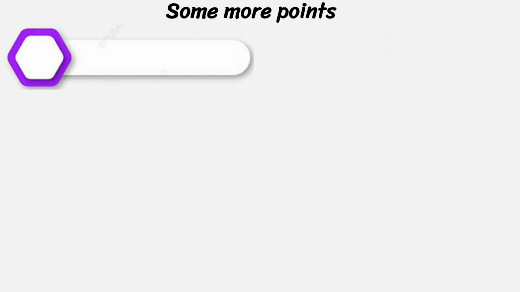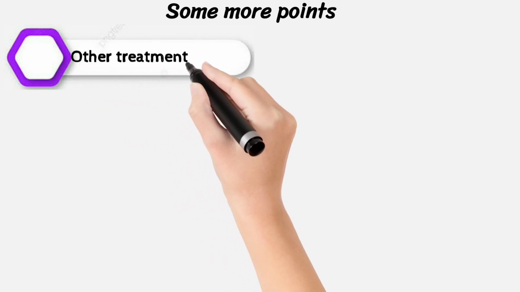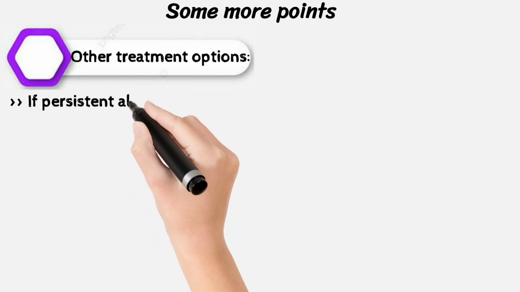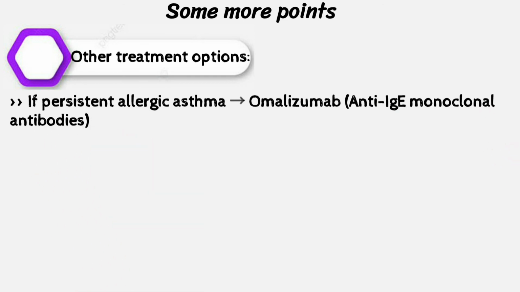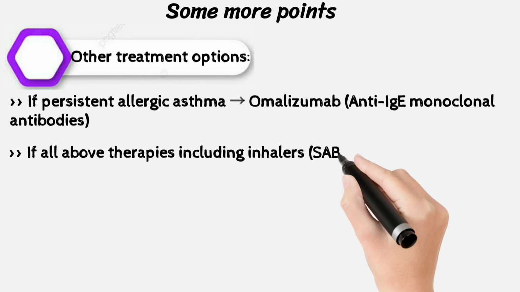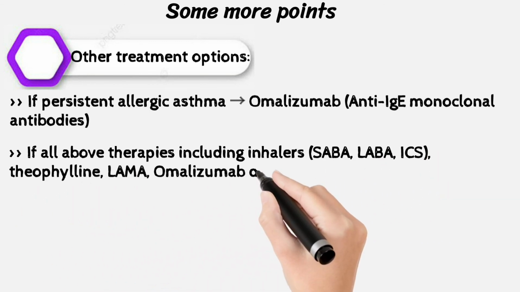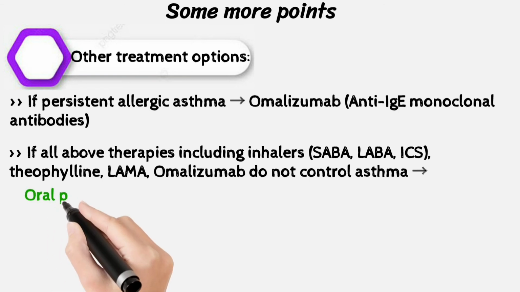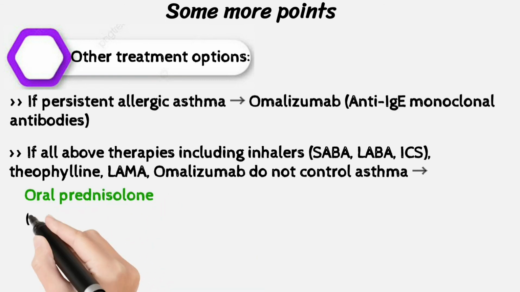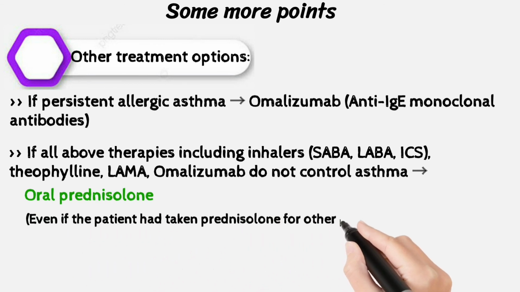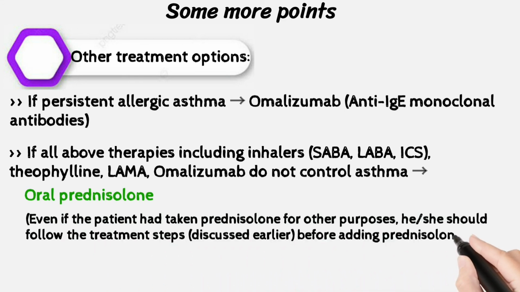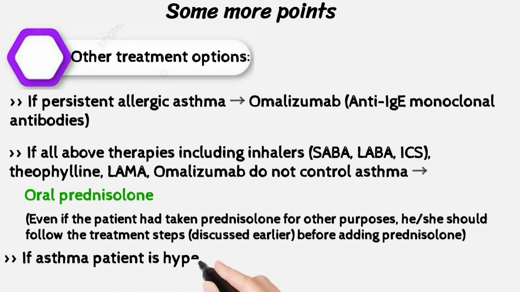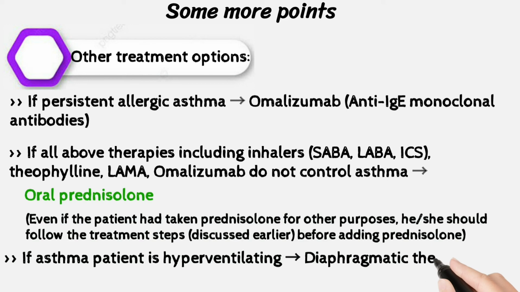Now, some more important points from the guideline. These are other treatment options. If persistent allergic asthma, add omalizumab, which is an anti-IgE monoclonal antibody. If the above therapies, including inhalers like salbutamol, LABA, ICS, theophylline, LAMA, and omalizumab, do not control asthma, try oral prednisolone. Remember, even if the patient had taken prednisolone for other purposes, he or she should follow the treatment steps discussed earlier before adding prednisolone. And if the asthma patient is hyperventilating, try diaphragmatic therapy.